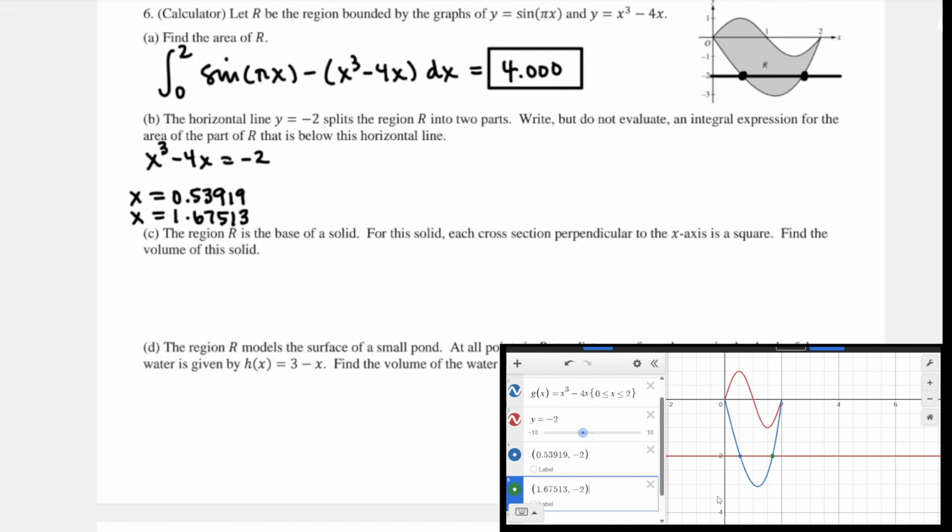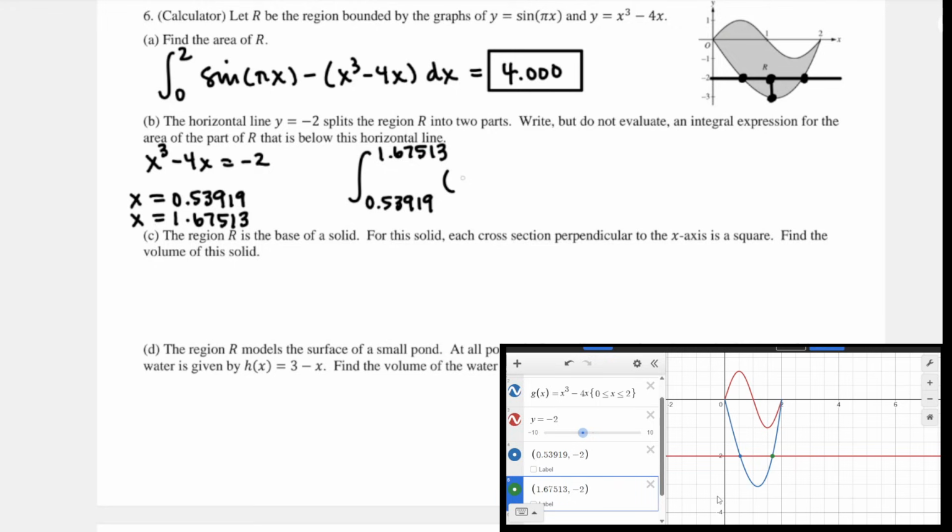Now since I'm not going to need this special part of R again, I'm not going to give these x values special names. I'm just going to use those as my bounds of integration. It says don't evaluate, so this is my answer: the integral from 0.53919 up to 1.67513. Top minus bottom in this case would be 2 minus the cubic polynomial, so 2 minus (x cubed minus 4x) dx.